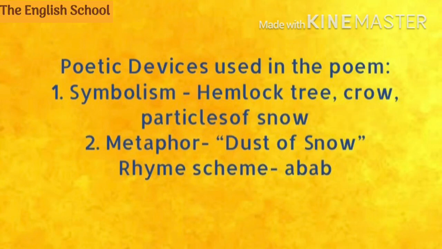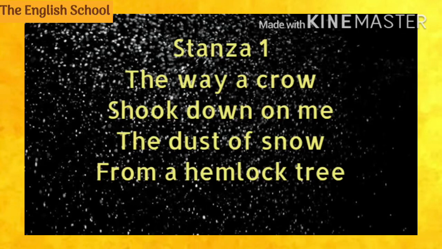Okay. The second literary device used in the poem is metaphor. The title Dust of Snow uses metaphor in the way that the particles of dust are compared to the particles of snow. Let's talk about the rhyme scheme of the poem. The rhyme scheme of the poem is AB, AB. Let's see how. Look at this first stanza.